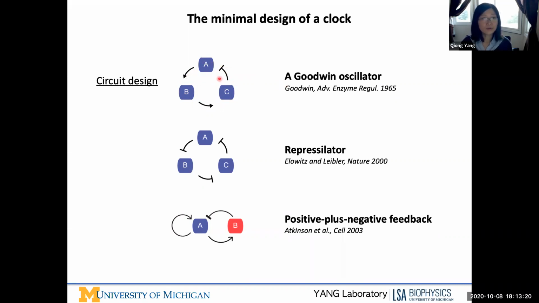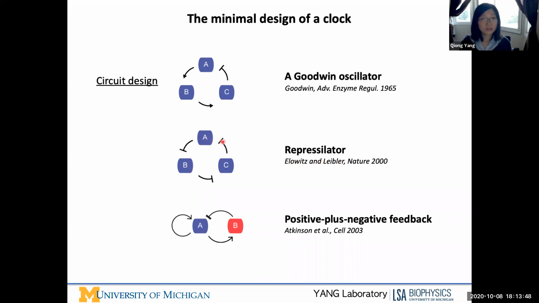So that's for a theoretical study. And more recently, there is actually engineering of the actual oscillator that is realized by a hallmark study by Michael Elowitz and Stan Leibler. And what they do is they construct a circuit with 3 genes that repress one another. And this is what they call the repressilator.